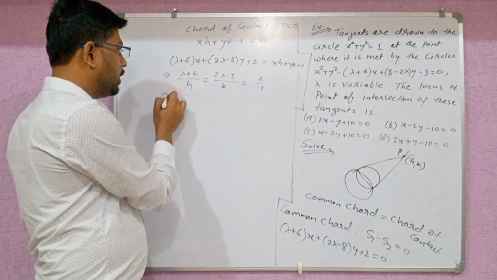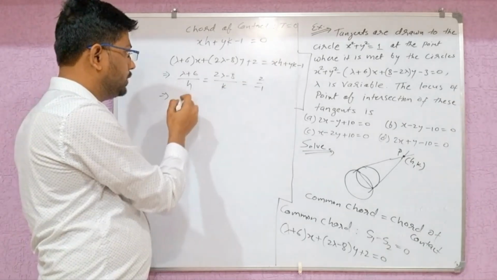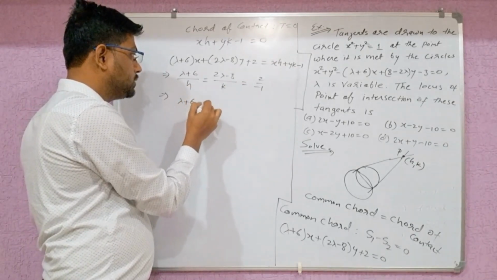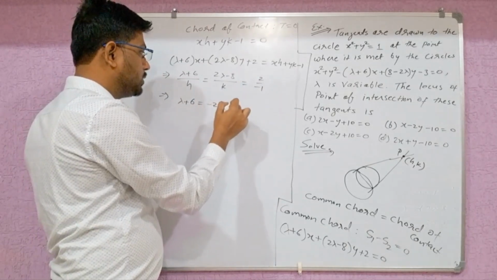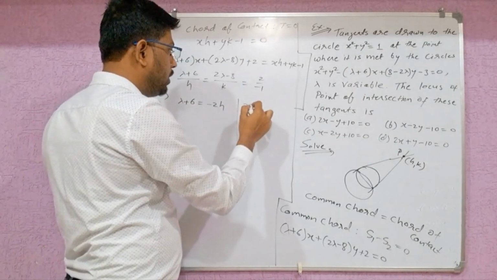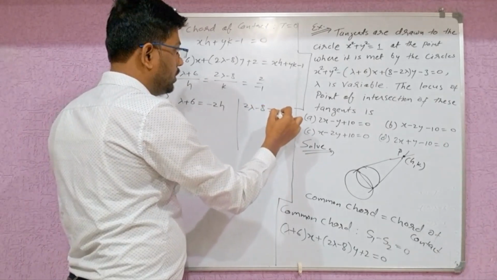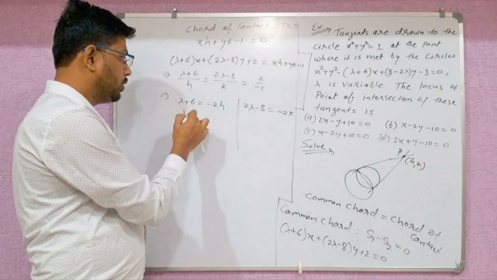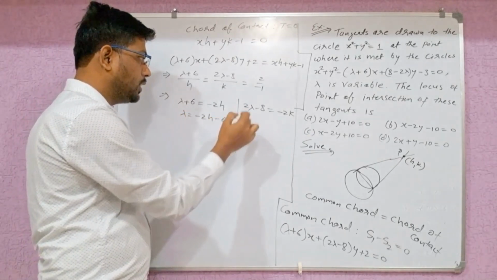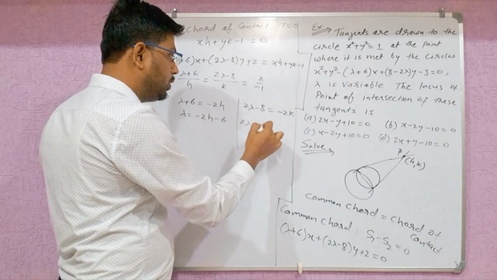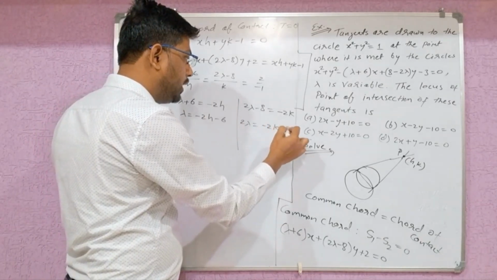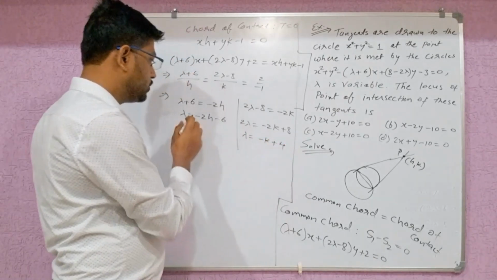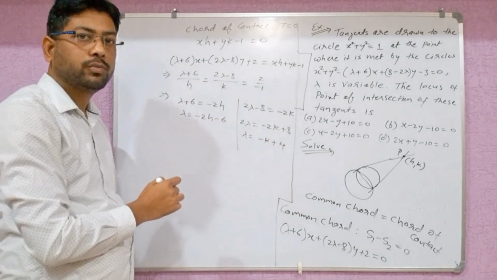Now from here I will find lambda from both of these. By comparing these two, I get lambda plus 6 is equal to minus 2h. By comparing these two, I get 2 lambda minus 8 is equal to minus 2k. So from here lambda is equal to minus 2h minus 6, and from here 2 lambda is equal to minus 2k plus 8, so lambda will be minus k plus 4. So from both of these I can compare the values of lambda.